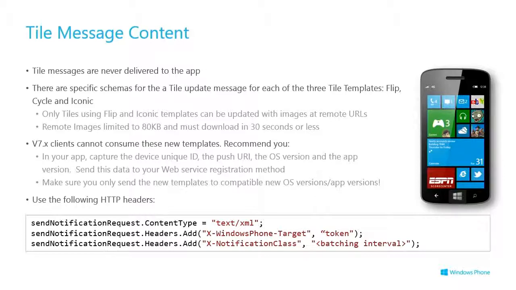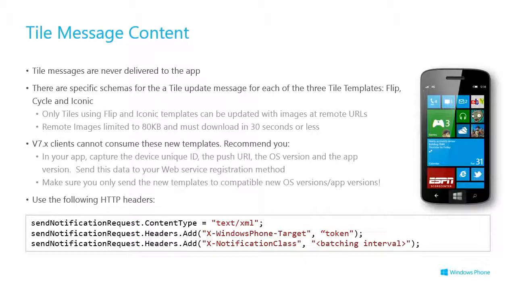So tile message content, as Andy just said, is never delivered to the app. The OS is handling these things, whether it's the flip, the cycle, or the iconic tiles, updating it. And so updated with the images, remote URLs, remote images are limited to 80K, and they have to be able to be downloaded in 30 seconds or less. We don't want to bombard people and eat up their bandwidth and have them connecting all the time for long periods of time, especially as we know, one minute you're in coverage and you're driving down the street, and then you're out of coverage again, potentially.